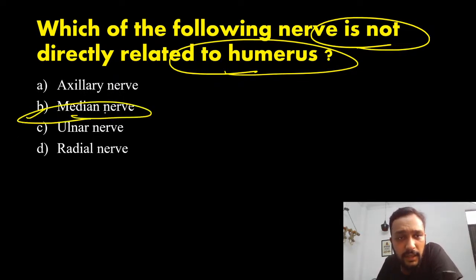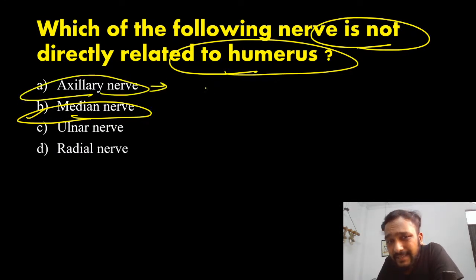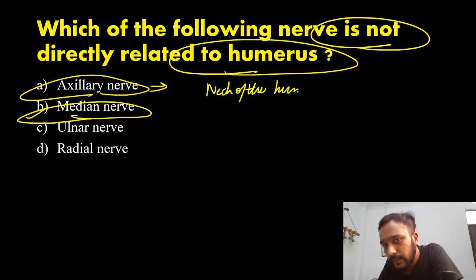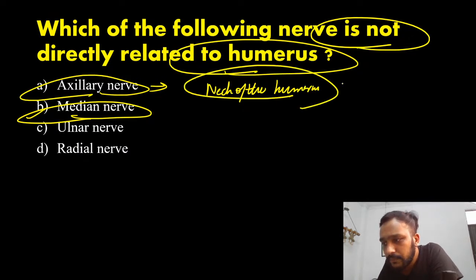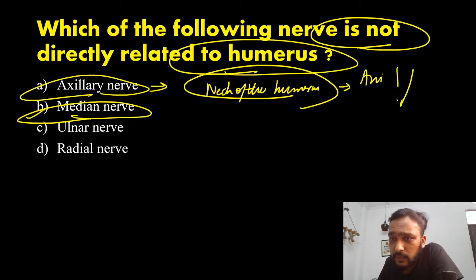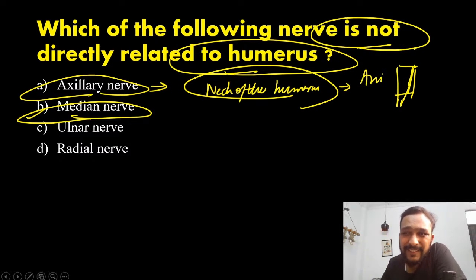Median nerve is not directly related to the humerus. Axillary nerve is related to the neck of the humerus. Yes, very good, Dr. Anushri. We all know that axillary nerve and posterior circumflex humeral vessels pass through the quadrangular space and enter into the posterior aspect of the arm.